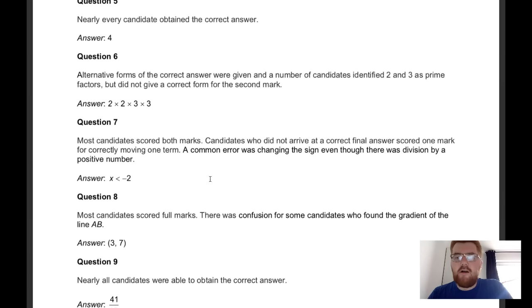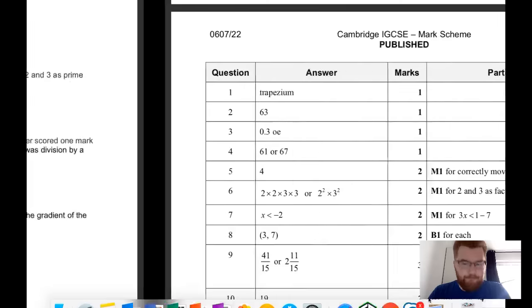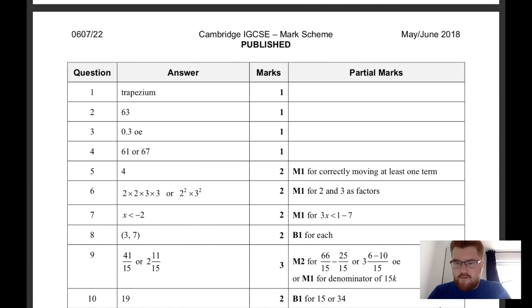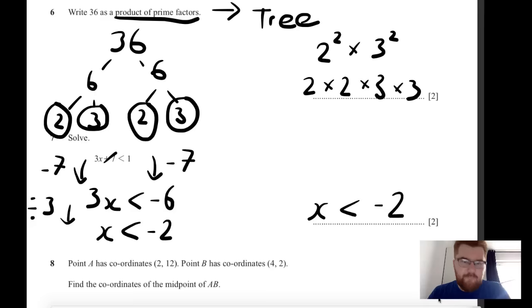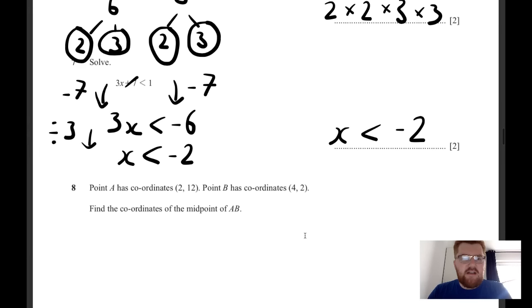Most candidates scored both marks. Common error was changing the sign even though there was division by a positive. So what I mentioned earlier, the sign doesn't change unless you divide by a negative number. Okie doke, so all good so far. Let's have a look at question 8.